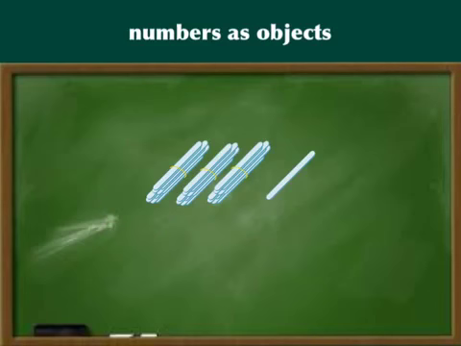Now, sometimes numbers can be represented using objects or materials. And you might have seen these kind of things where we bundle sticks together in groups of 10. So this is one group of 10, that's another group of 10, that's another group of 10, and this one looks like it's by itself. So that would be 10, 20, 30, 1. So that would be 31.